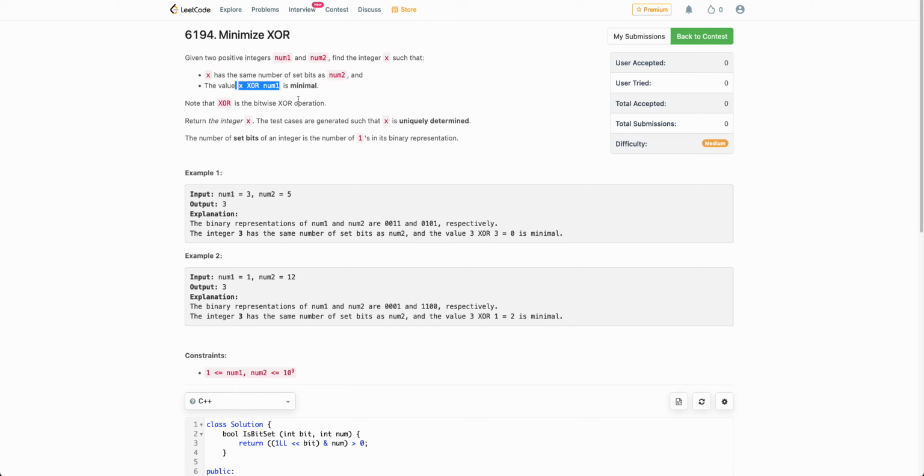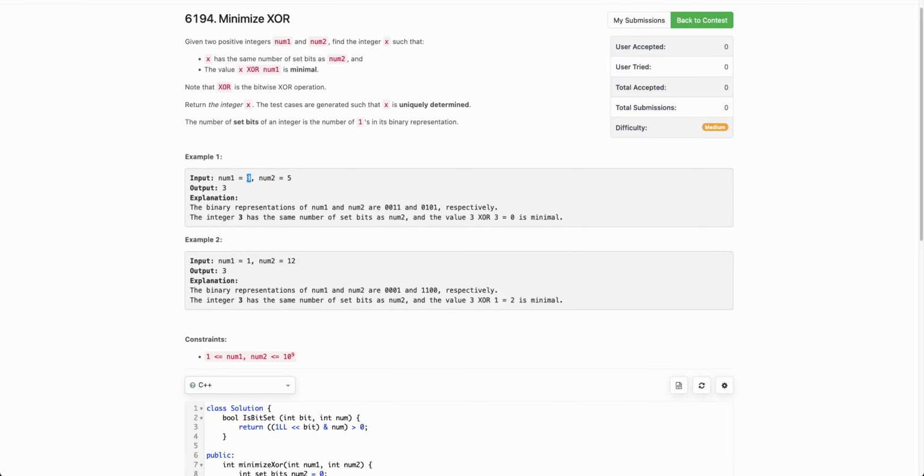Okay, so let's take an example. Let's say num1 is 3 and num2 is 5. 3 is represented as 0011 in binary and 5 is represented as 0101 in binary. So now you can see the number of set bits in num2, which is 5, is 2, right? So in our x, the number of set bits should be 2, and further x XOR 3 should be minimum possible.